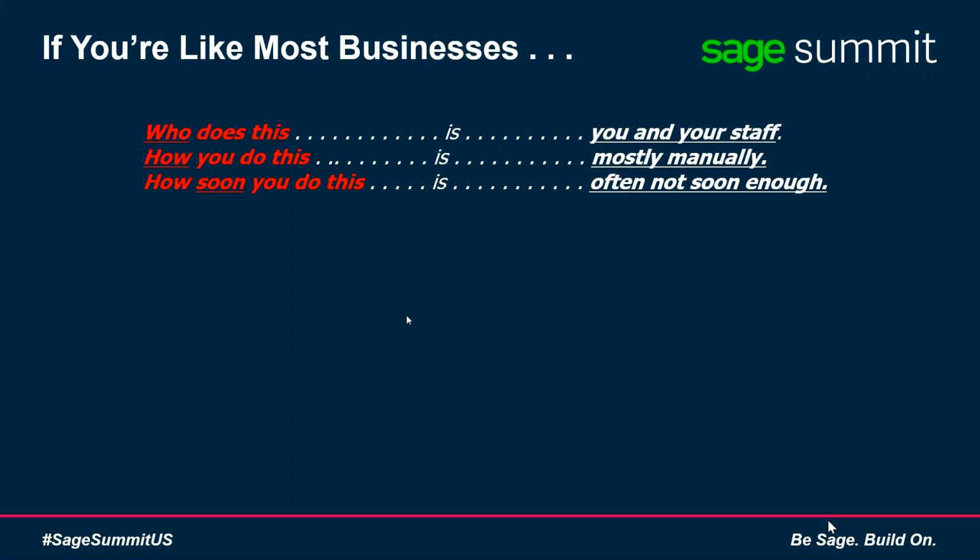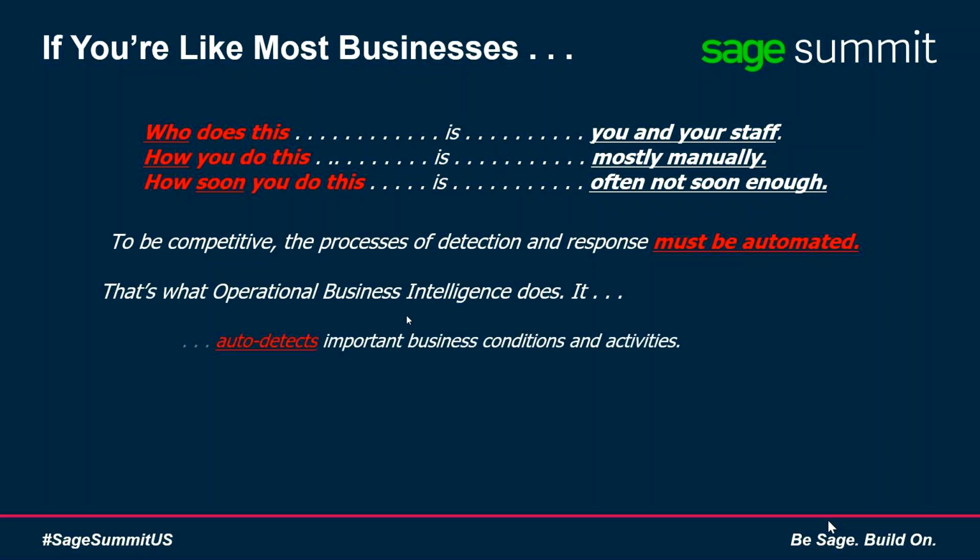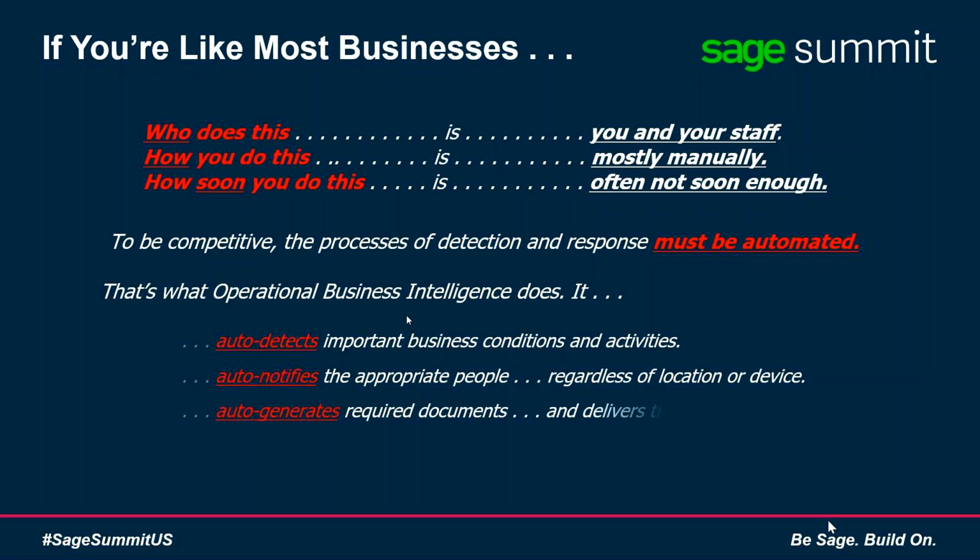And you end up in a very unappealing situation of having to write off bad debt, something no business wants to do. So to be competitive today, the processes of detection and response must be automated. And that's exactly what an operational business intelligence solution does. It automatically detects critical time-sensitive business conditions like overdue clients. It automatically notifies the appropriate people regardless of location or device.